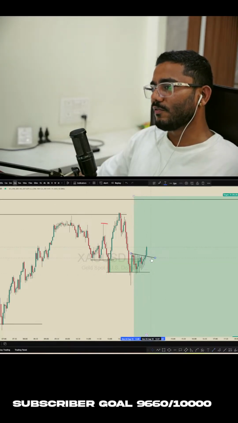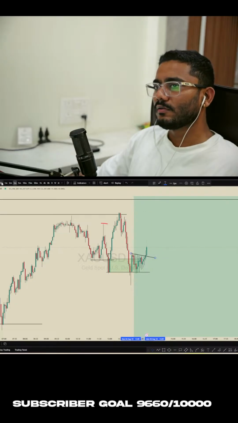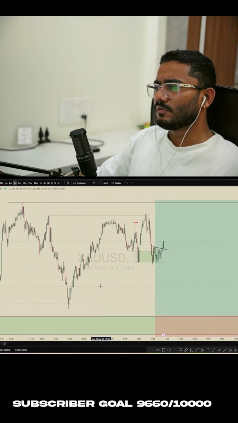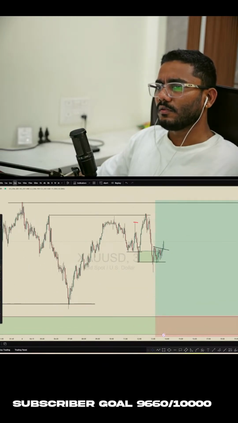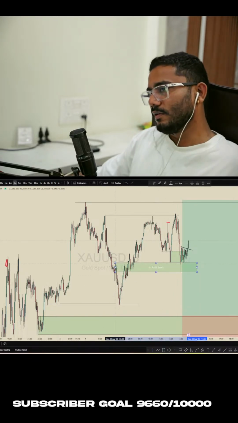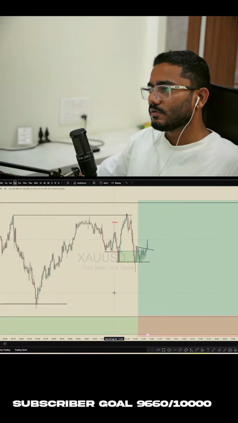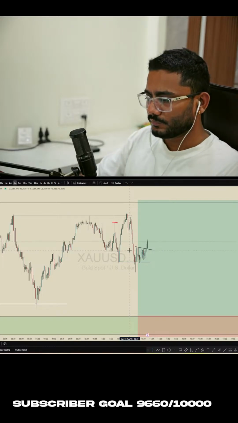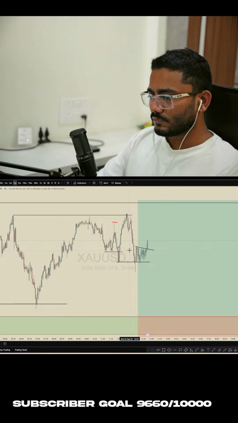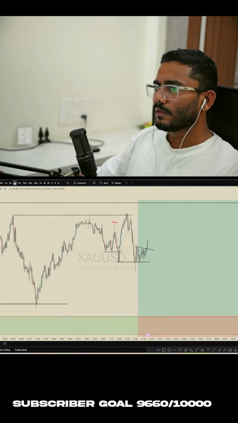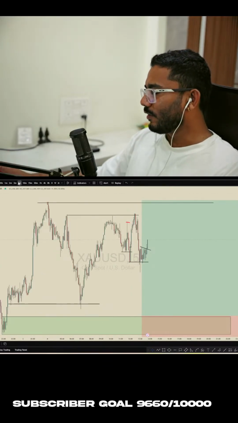Price has already swept this liquidity, so this is a trend line breakout. And price has retested this area, so this breaker block, even though it was mitigated. Let's see. So I should mark the order flow. Order flow, order block is the same thing.